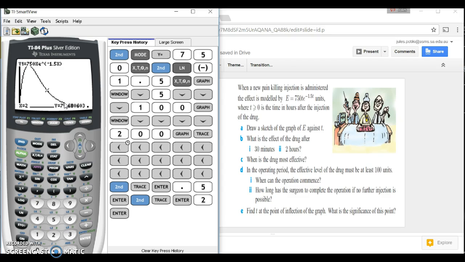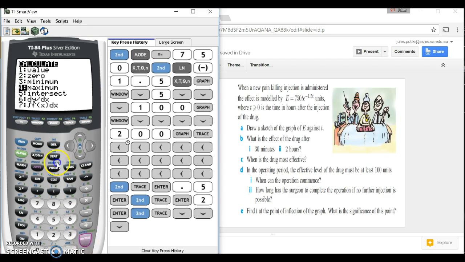using the graphing function. So now the next question was to find when the drug is most effective. So we're trying to find the time that corresponds to this local maximum. Again, we can use the second calc function, and we can look for a maximum or a minimum. So we're interested in a maximum value here. Now the calculator is a little bit clunky here as well.